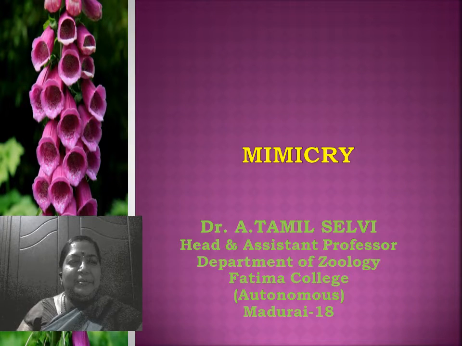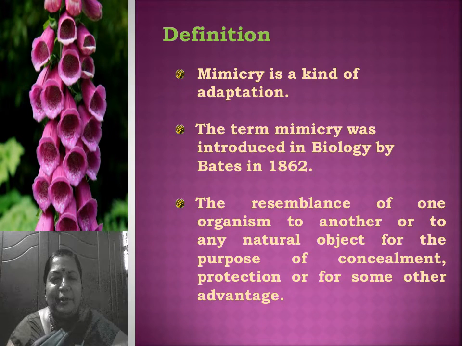Mimicry. Mimicry is a kind of adaptation found among animals. The term mimicry was introduced in biology by Bates in 1862. It can be defined as the resemblance of one organism to another or to any natural object for the purpose of concealment, protection, or for some other advantage.